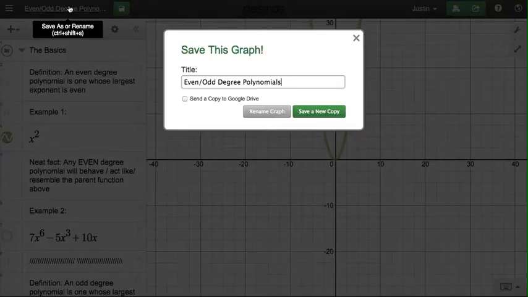And odd degree polynomials. So you can write this as the lesson title, even/odd degree polynomials. This is completely different than an even or an odd function. Remember, that had to do with reflection across the x-axis or across the y-axis or across both. Those were even and odd functions. This is even and odd degree polynomials.